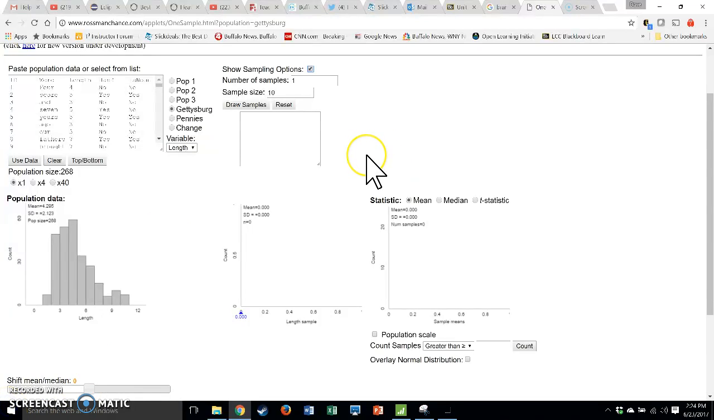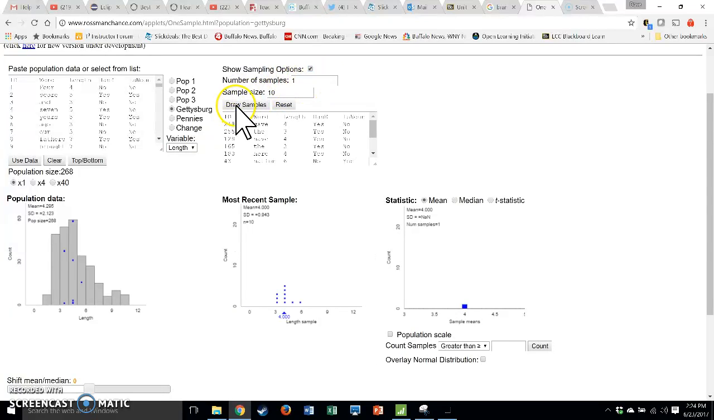Okay, so that first example would have been qualitative data, since it's the color of the Reese's Pieces, or categorical data. So now this one is going to be quantitative. Essentially this one is about the length of the word, the number of letters in a word in the Gettysburg Address. So that's your population. So you can do sample sizes.